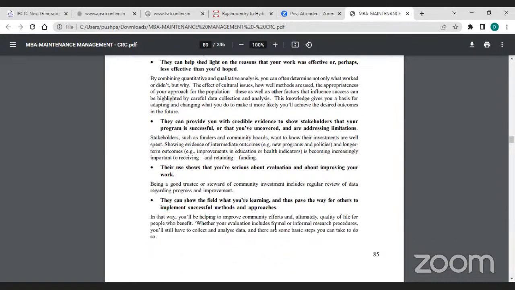Then their use shows that you are serious about evaluation and about your work. The data can be used to review the progress and improvement that we have made. Then they can show the field what you are learning and thus pave the way for others to implement successful methods and approaches. So this data will help them go with the successful method and approach.